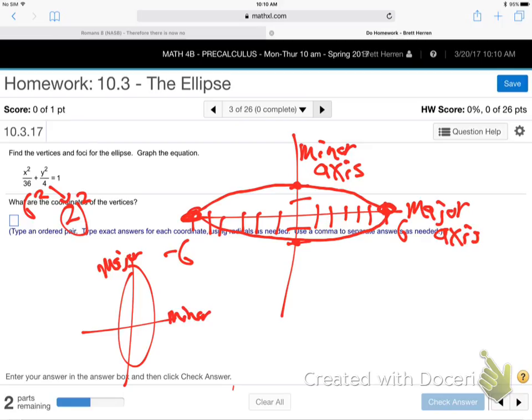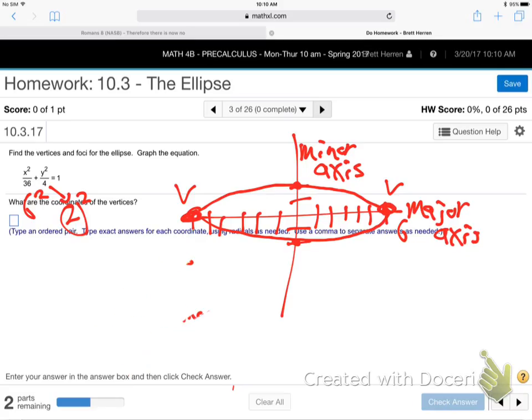Which direction does it go bigger? So ours goes bigger right left, so that's called the major axis for him. And the minor is the up and down. And so, whenever they say what are the vertices, they mean the 2 edge points on the major axis. That's what they mean by the vertices, the major edge points. So let me write that for you. So the vertices are the edges on the major axis.